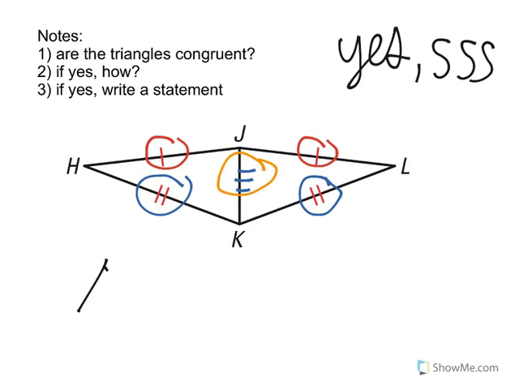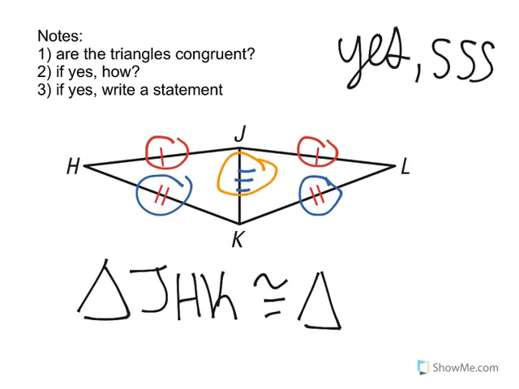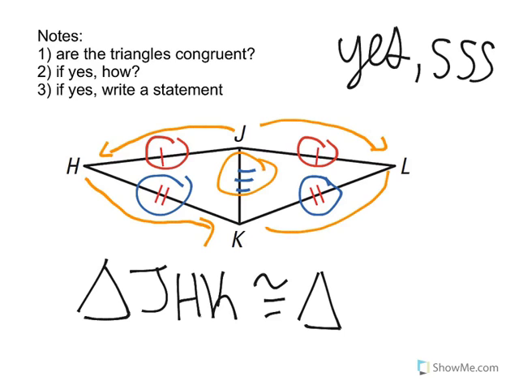So our congruence statement would look like triangle J, H, K. Now you could be going in a different order, but if your order is different, then the order of your second one will be different too, because the order matters. So I went from J to K, so I went through a single tick mark side, and then through a double tick mark, so I need to go in the same order. Through a single, and then through a double. So that would mean J, L, K.